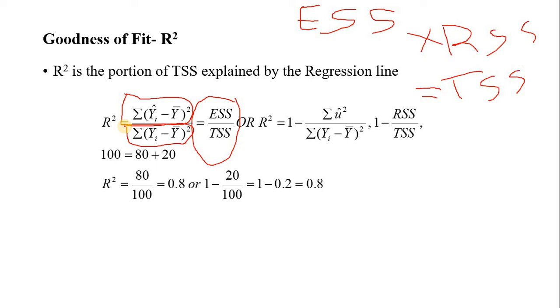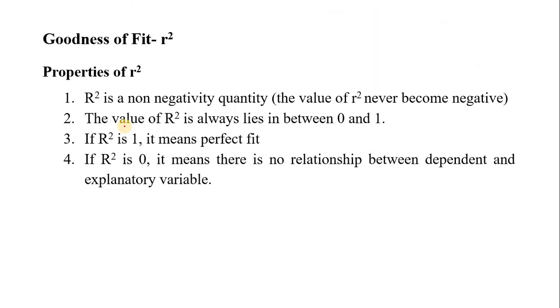RSS is the residual sum of squares, TSS is the total sum of squares, and ESS is the explained sum of squares. For example, suppose the total change in a variable is 100, of which 80 is explained by X and 20 is not explained by X. The portion of total variation explained by X is 80 divided by 100, which is 0.8, or 1 minus 20 divided by 100, which is also 0.8. This is what we call R square.